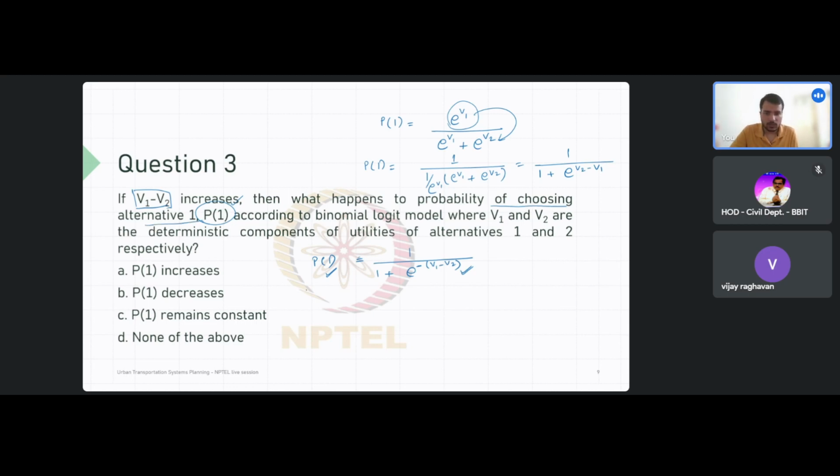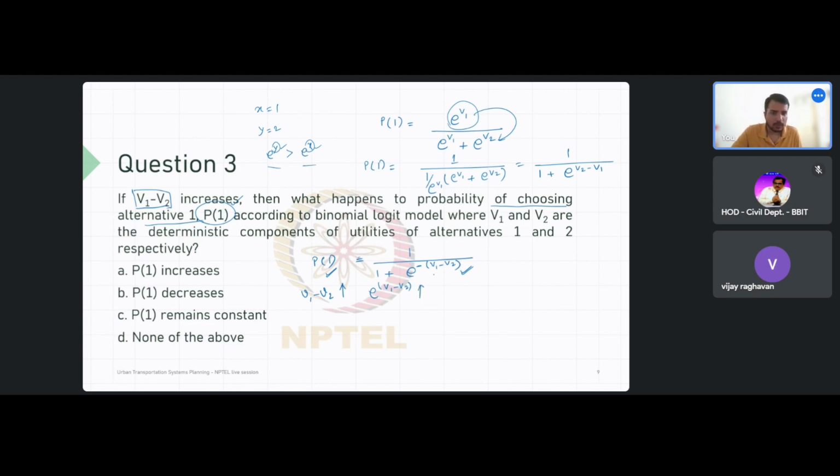So let's do this. What we are saying is V1 minus V2 is increasing. So if V1 minus V2 is increasing and we raise e to this exponent, it's a simple thing. If the value of x is 1 and y is 2, then e to the power y will be greater than e to the power x. As the value of the power increases, the overall value will also increase. So e to the power V1 minus V2 will also increase.